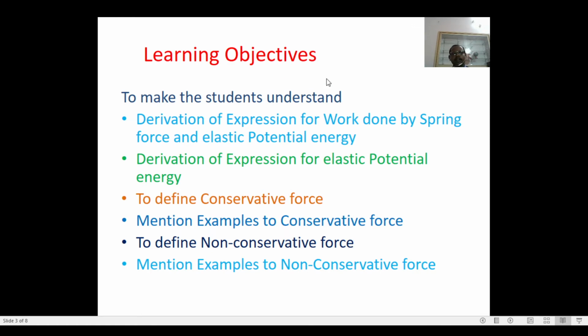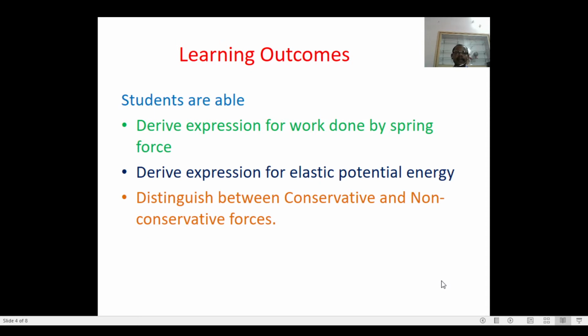Learning objectives: to make the students understand the derivation of the expression for work done by spring force and elastic potential energy. To define conservative force and mention examples of conservative force. To define non-conservative force and mention examples of non-conservative force. Learning outcomes: students are able to derive the expression for work done by spring force, derive the expression for elastic potential energy, and distinguish between conservative and non-conservative forces.